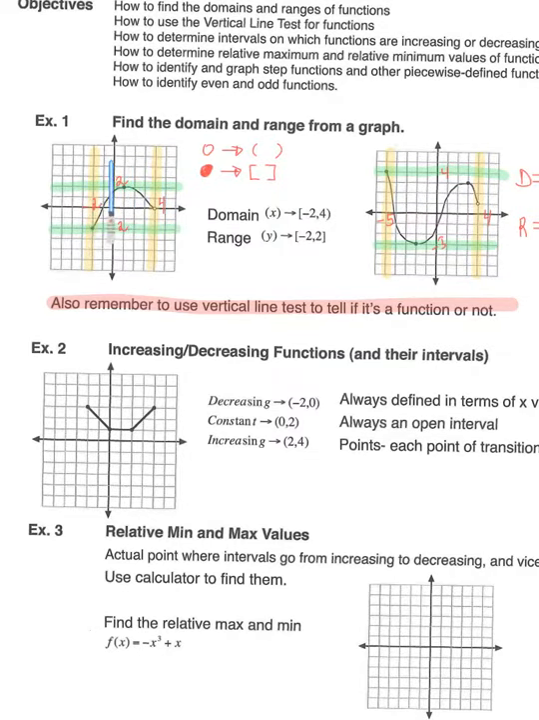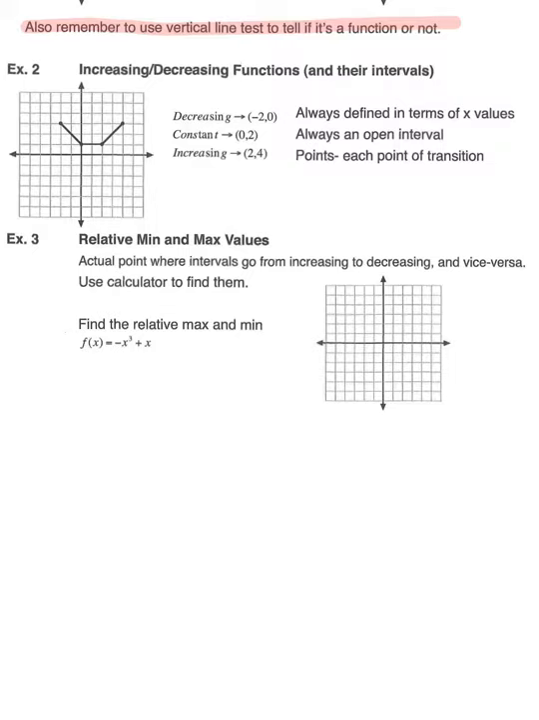So we are looking for decreasing, constants, and increasing parts of our graphs. And they're always in terms of x values. So when we look at increasing or decreasing functions, it is always in terms of x values. So this is a point, it has nothing to do with decreasing. These are separate. So they're always an open interval, and then you always look at the points which is where the transition occurs. In other words, the change of direction.